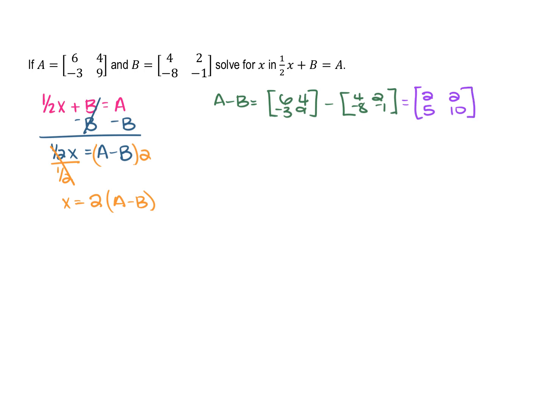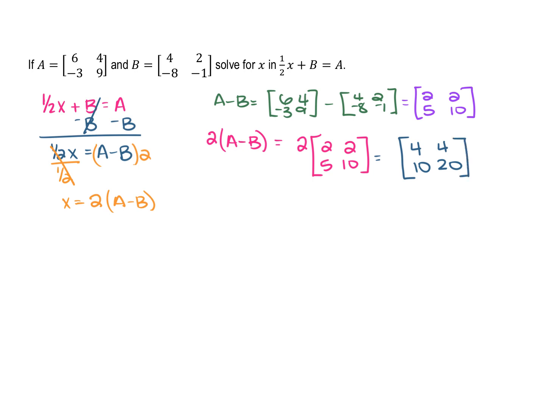So from here, we're going to take this matrix that we just found, which is the a minus b, and do 2 times that. So that's going to become 2 times the matrix of row 1 being 2, 2, row 2 as 5, 10. So remember, when you multiply a single number by a matrix, you're just multiplying each of the numbers within the matrix by that number. So 2 times 2 gives us 4. 2 times 2 again is 4. 2 times 5 is 10. And 2 times 10 is 20. So this matrix that you have here is your answer.